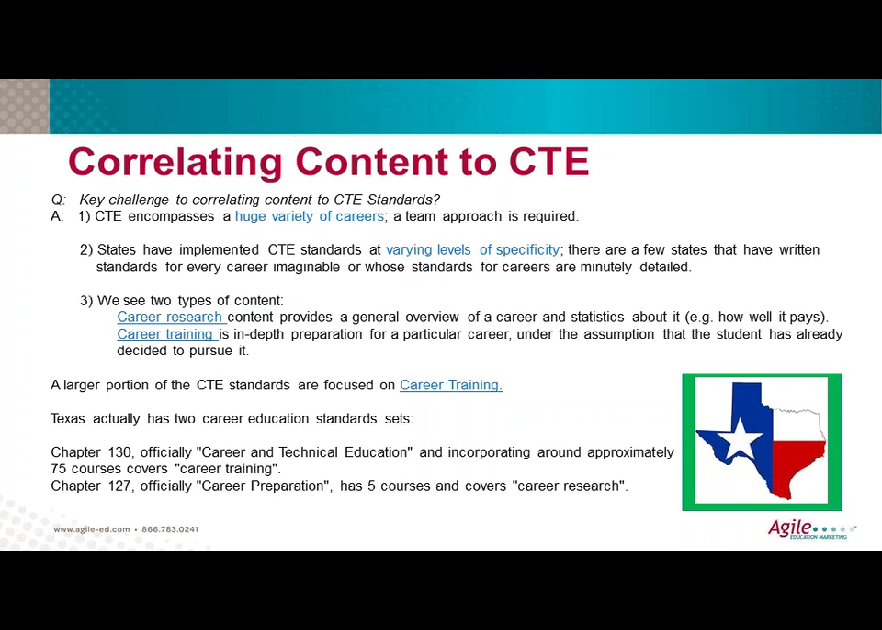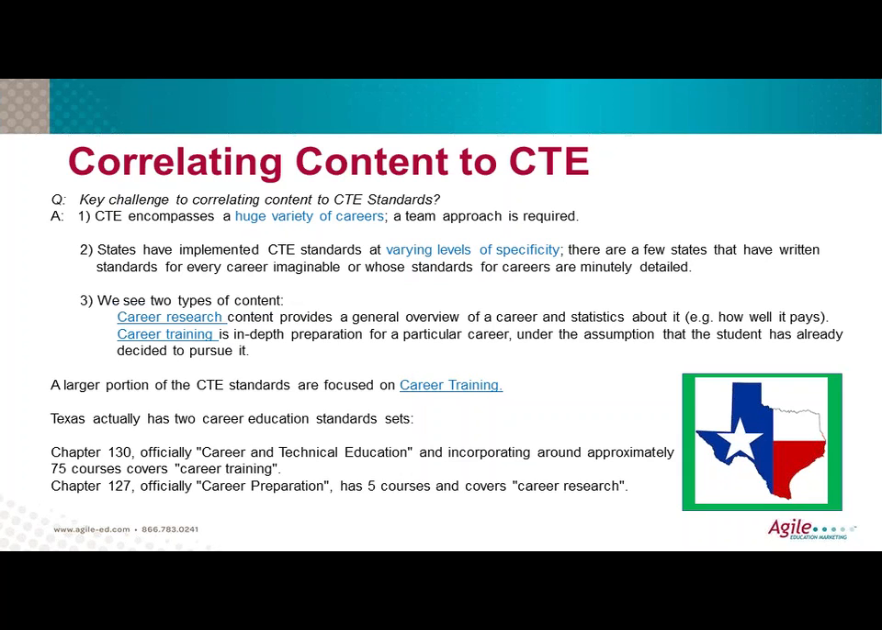So, for instance, Texas actually has 2 career education standards. If you look at Chapter 130, they have career technical education that has 75 courses on career training, with only, in their Chapter 127, 5 courses on career research. So it was almost like we were looking at content that was trying to do two different things, and standards that are really trying to do 2 different things. So again, a good learning experience for us, that there are really 2 ways to think about CTE, the research and the training.